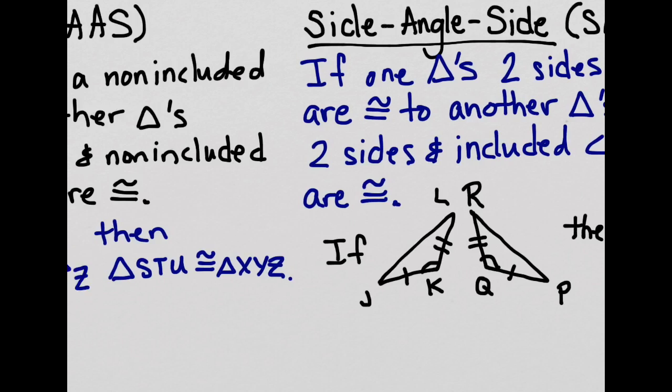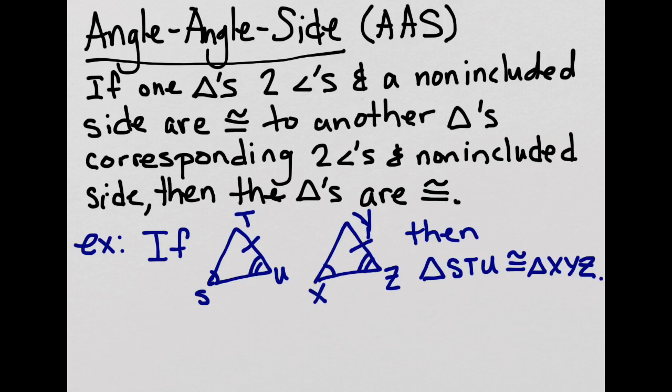And then the last, well, not the last one, but the 4th one is angle angle side, which we mentioned for a second in one of the previous theorems. It says if one triangle's 2 angles and a non-included side are congruent to another triangle's corresponding 2 angles and non-included side, then the triangles are congruent. So in this case, if we look at the triangles STU and XYZ, we've got angle S and U being shown as congruent to X and Z, and then we've got this extra side. It is not the included side, meaning it's not the one between S and U.